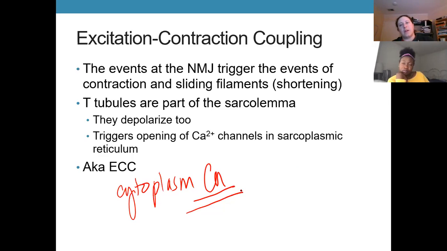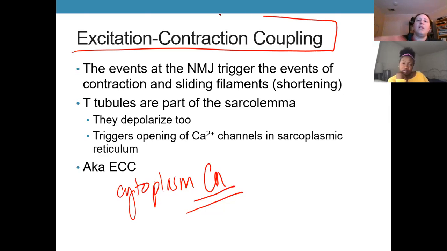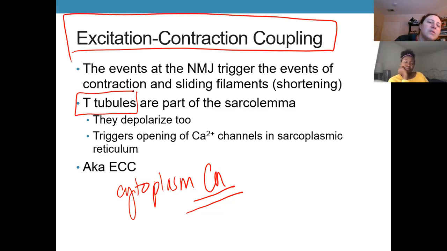And so the event that happens in between the neuromuscular junction and cross-bridge formation is this excitation-contraction coupling. So coupling is what we call it when two things join together. So this is joining together the electrical activity at the neuromuscular junction with the contraction cycle, which is the cross-bridge formation. And basically it's just that the T-tubules are also having an action potential, so they depolarize and repolarize too.